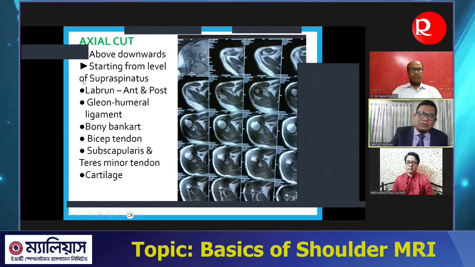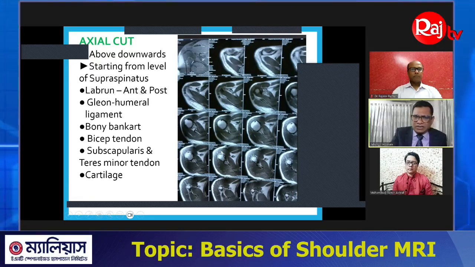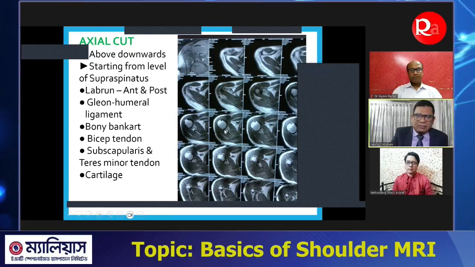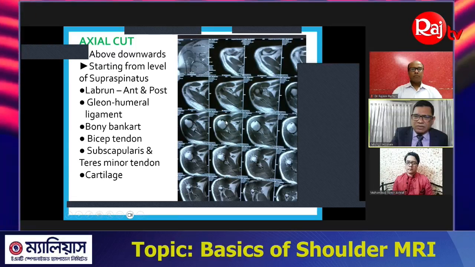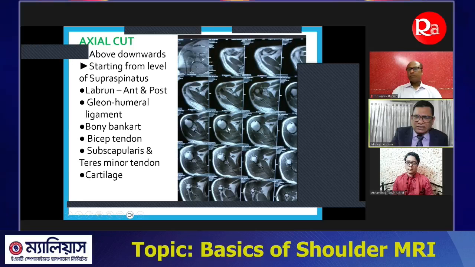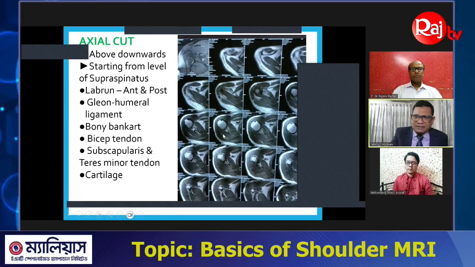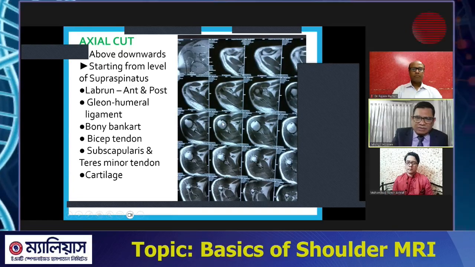So from above down, we can see the labrum, anterior and posterior. In this film, we can see the labrum. This is anterior and this is posterior. It is triangular in the labrum. And the glenohumeral ligament. From this we can see the medial and superior glenohumeral ligament in the film. And any Bankart lesion, we can see from here, from the glenoid. And the biceps tendon, we can see from here.